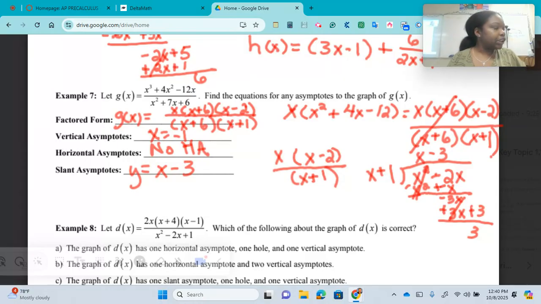For example 8, we need to see what is correct about d of x. Looking at d of x, what is the degree of the numerator? 3. What is the degree of the denominator? 2, because it's not factored. So 2 for the denominator, 3 for the numerator. Will we be dealing with a horizontal asymptote?